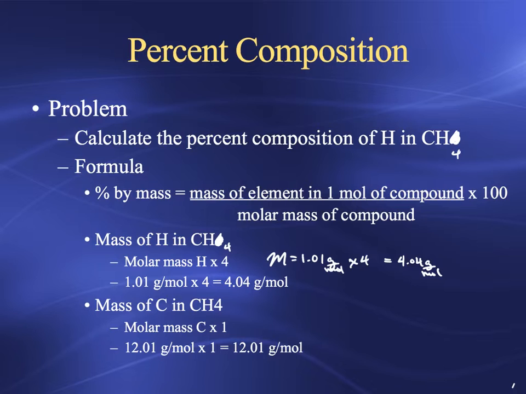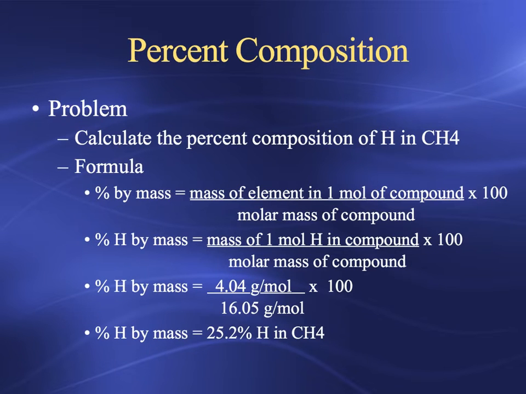Okay, so that means that in methane, the mass of the hydrogen is really 4.04 grams per every 1 mole of it. The mass of carbon in 1 mole of CH4, well, there's only 1 atom of carbon, so we took the 12.01 grams per mole times 1 and got 12.01 grams per mole. That's the mass of a single carbon atom. If I'm trying to find the percent by mass, then I've got to plug in, depends on what I'm looking for. I'm looking for, in this instance, hydrogen. So the percent by mass, the mass of the element in 1 mole of the compound times 100. Okay, so the percent hydrogen by mass, well, we're going to plug in hydrogen, the mass of 1 mole of hydrogen in the compound divided by the molar mass of the compound times 100.